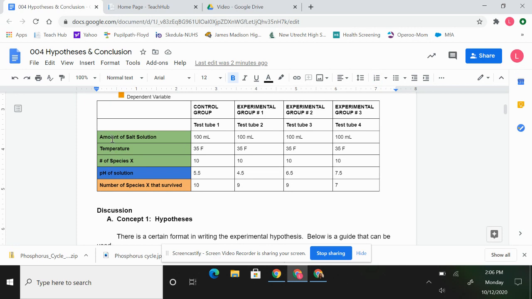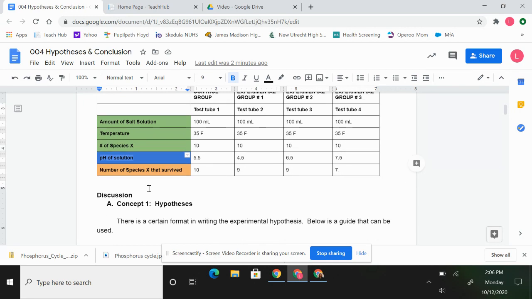Do we only have one test variable here? Look at the blue. How many blue do you see? I only see one here. So that means our IV is the pH of the solution. So I guess this experiment passes the test of having one IV.